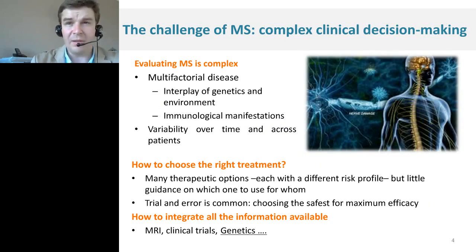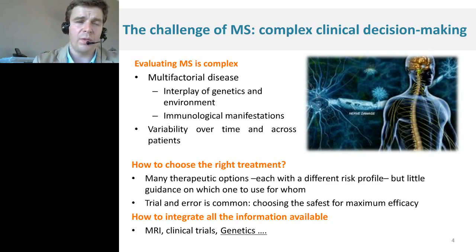So MS is very interesting because it's really a challenging disease with very complex clinical decision making. Evaluating MS is very complex because you have to integrate a lot of different variables and factors. It's truly a multifactorial disease with the interplay of genetics and environment. There's not only immunological manifestation, and as I said earlier, a lot of variability over time for a given patient, and also across the patient over time.